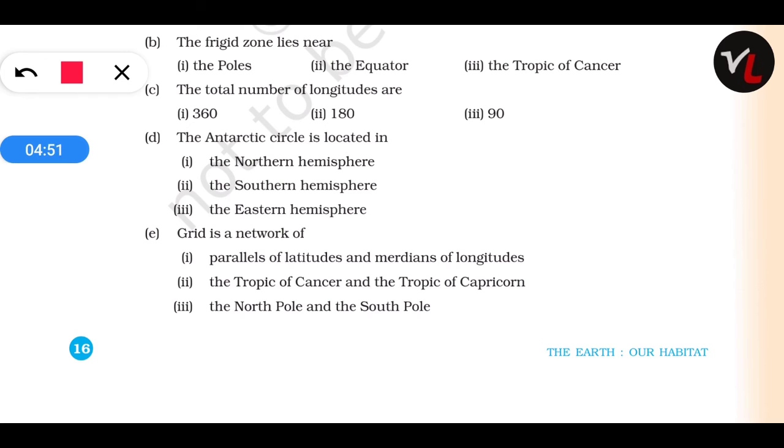Grid is a network of parallels of latitudes and meridians of longitudes.